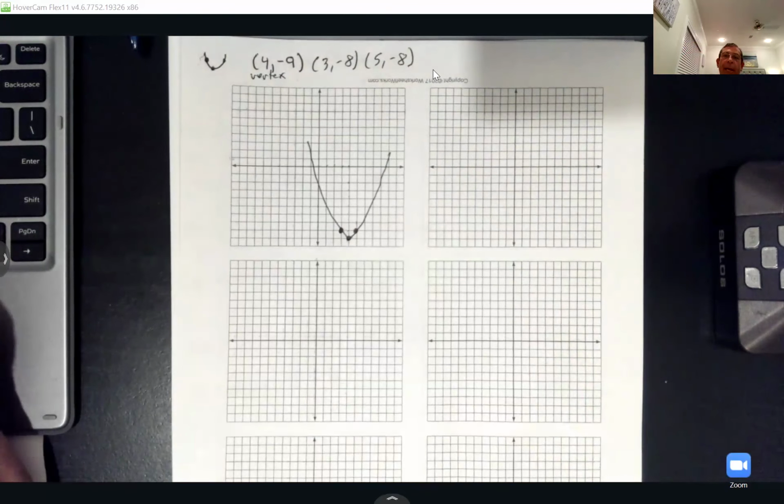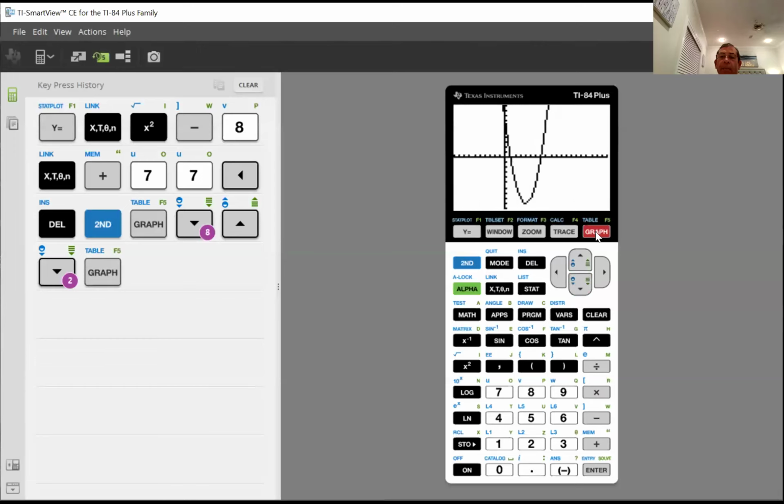Now, remember, we did that on the calculator, and we didn't graph it yet because I wanted you to see what we just drew. And then when we look at the graph on the calculator, there you go, to the right. And down there at that 4, negative 9 is our vertex.